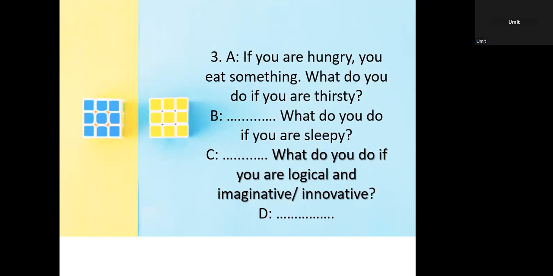What do you do if you are thirsty? If I am thirsty, I drink something. This is present, present. What do you do if you are sleepy? If I am sleepy, or if we are sleepy, we sleep. What do you do if you are logical and imaginative or innovative? If we are logical and imaginative, we can produce something beautifully. We can produce something both in a disciplined and in a beautiful way. Okay.